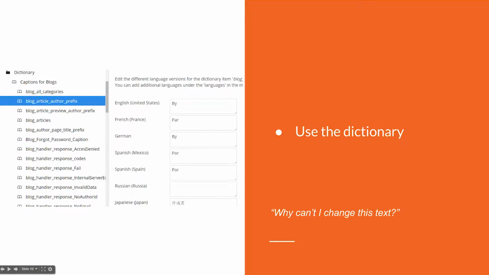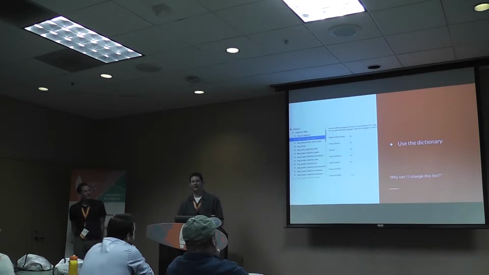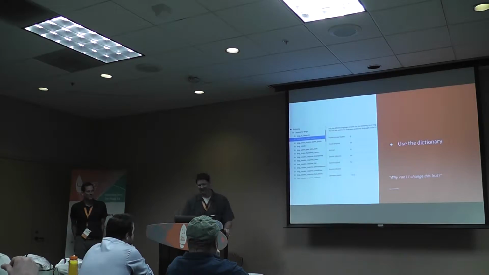All right, use the dictionary. Dictionary items are a great way to take common phrases and put them in a place where they can be changed easily. So, words like, phrases like read more or submit actually is interesting. You can down the road, if marketing wants you to change it to learn more or something, you can do that easily.